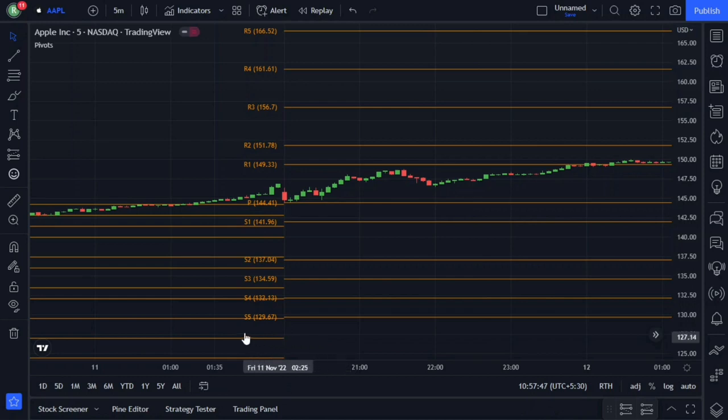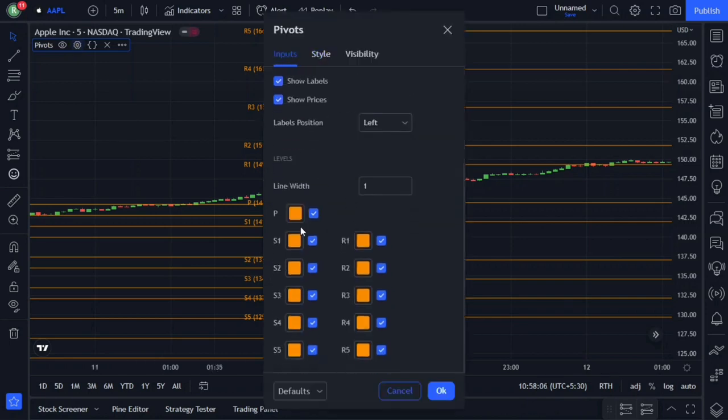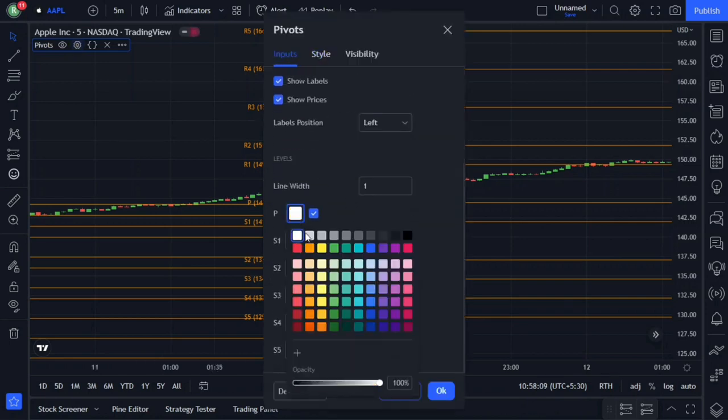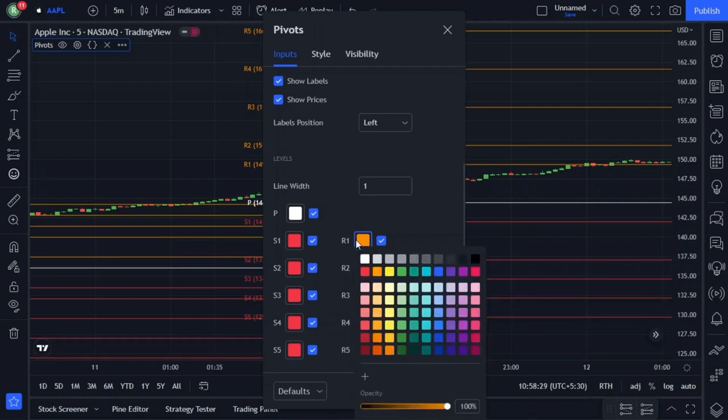Let's make these pivot points more visible by changing their color. So click here on the indicator settings. And for P, I am going to change it to white. All support levels to red. And all resistance levels to green.